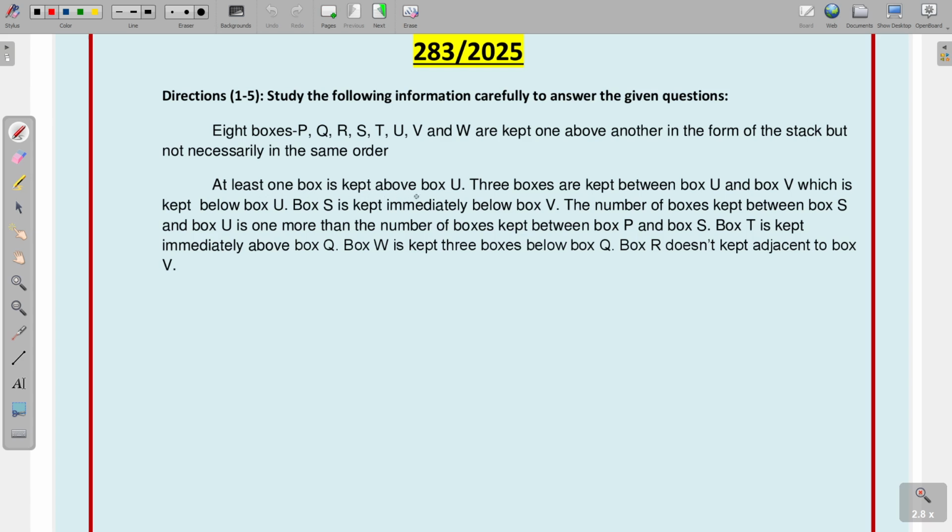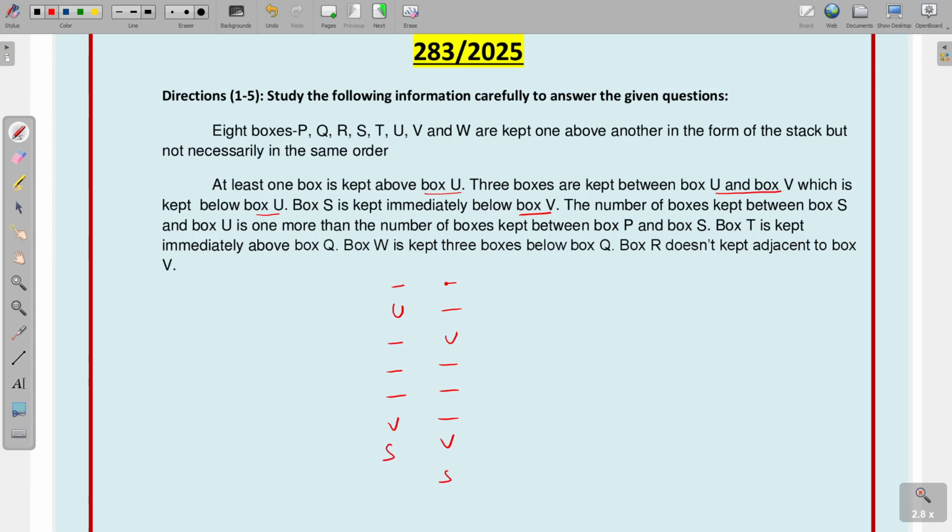At least one box is kept above U. So, above U, one box or two boxes are possible. So, first try with these two possibilities. 3 boxes are kept between U and V, which is kept below U. So, between U and V there are 3 boxes. Next, box S is kept immediately below V. So, S is placed here.